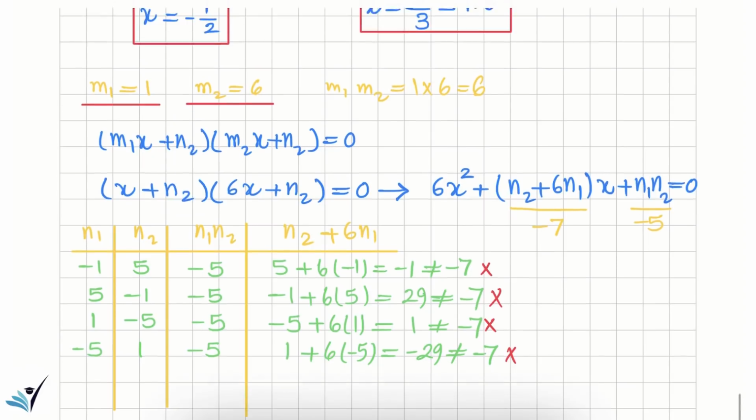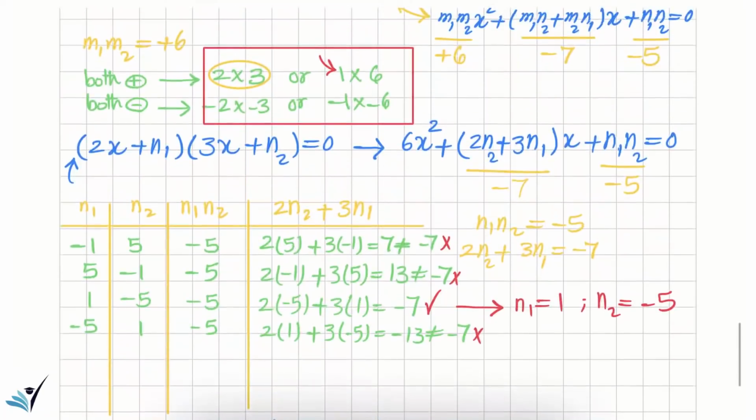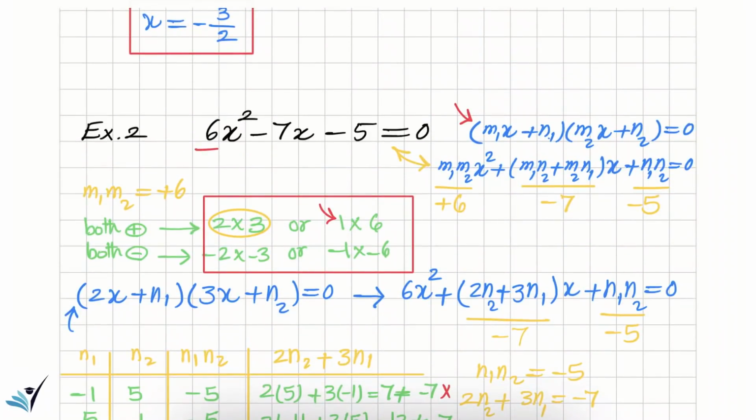So if I scroll up to the beginning of our example, we see that there are two more scenarios left. One is negative 2 and negative 3, and the other one is negative 1 and negative 6 for m1 and m2. I leave these two scenarios for you to try and see if these two scenarios would give you an acceptable answer. If you had any difficulties trying these two remaining scenarios, let me know in the comment section below, and hopefully I can help you with that.